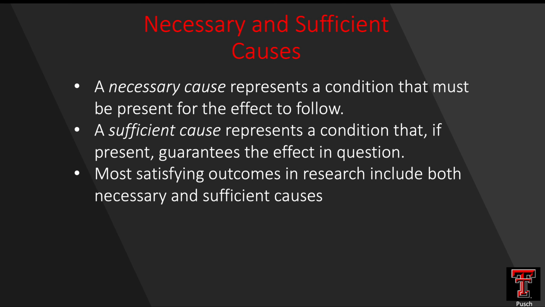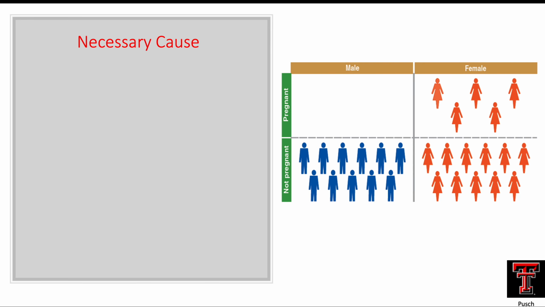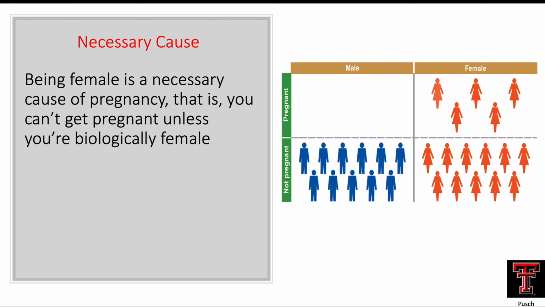Okay, so next, necessary and sufficient causes. A necessary cause is a condition that must be present for the effect to follow. And a sufficient cause represents a condition that, if present, guarantees the effect in question. The best outcomes in research include both necessary and sufficient causes. So for example, a necessary cause. Being female is a necessary cause of being pregnant. So if you're not a biological female, you can't get pregnant. If you were born a biological male, you're not going to be pregnant.